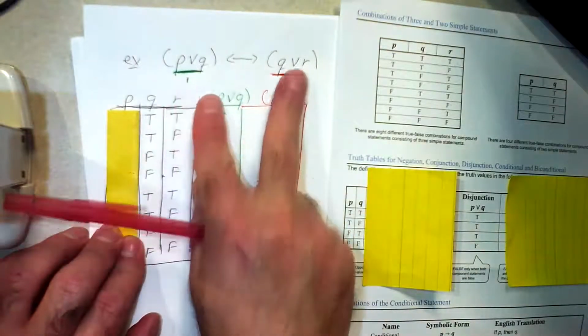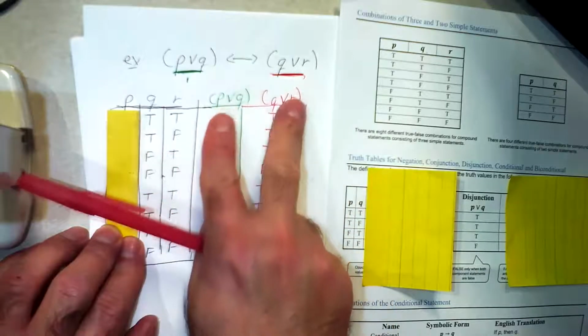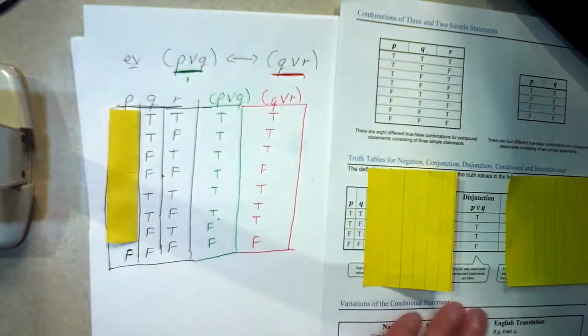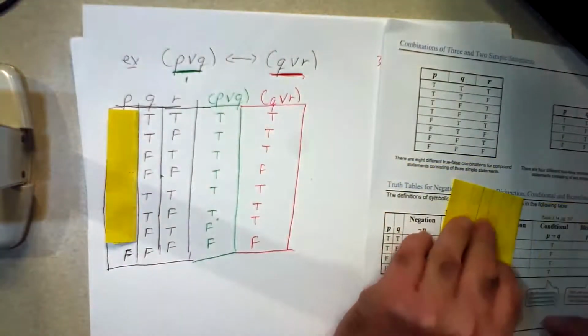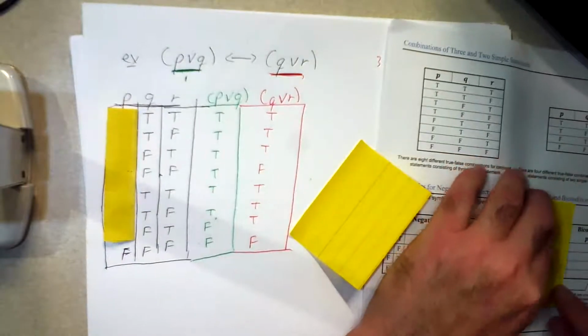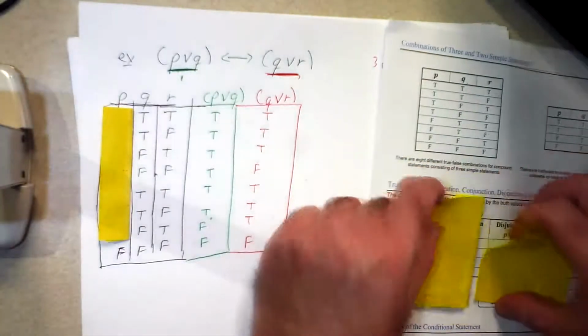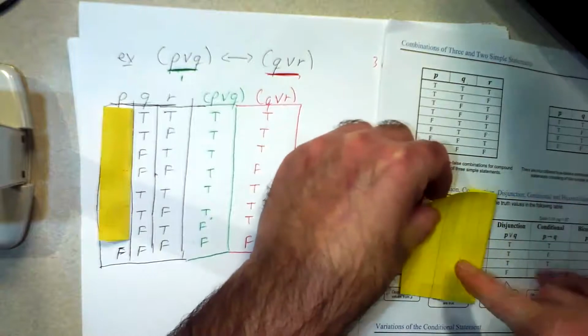So now I have the green, I have the red. Now I have to perform the connective with those two columns. So let's find my connective. Oh, this is the double arrow. My double arrow is the biconditional, I believe. It gets a little bit scary. This is scary.